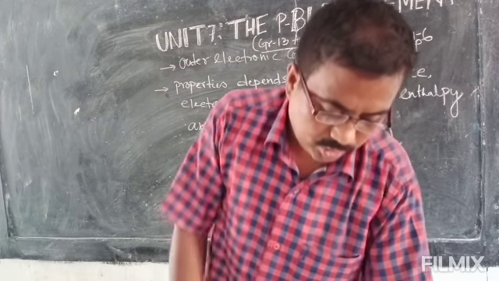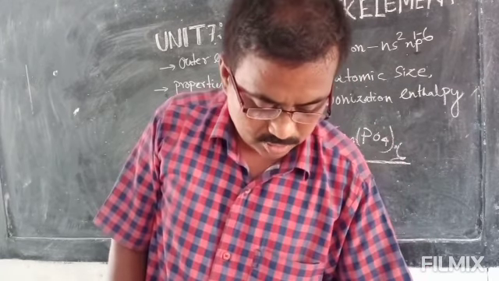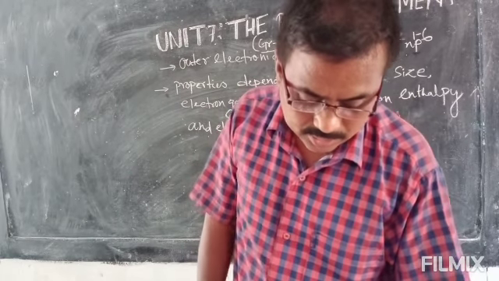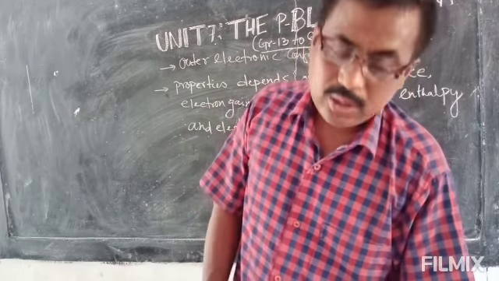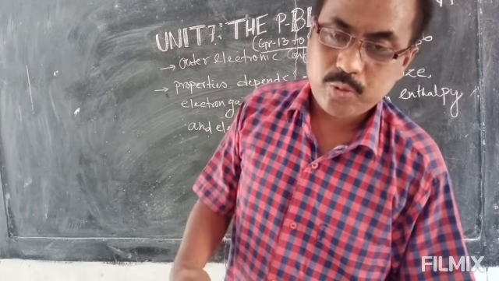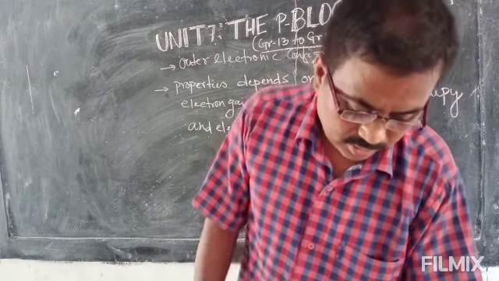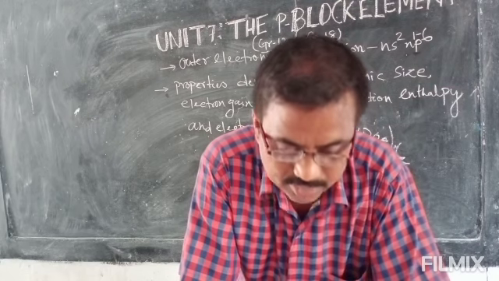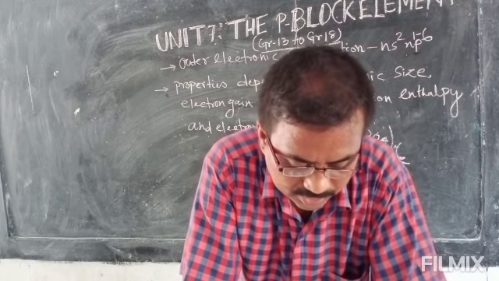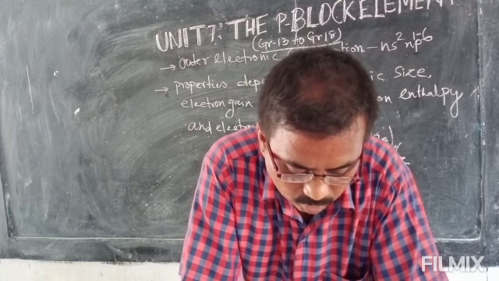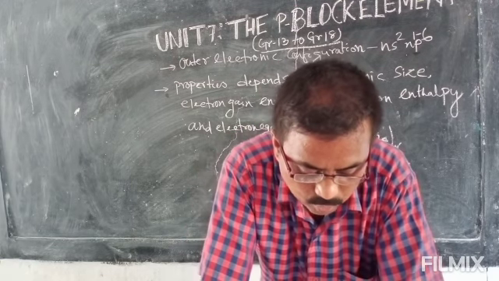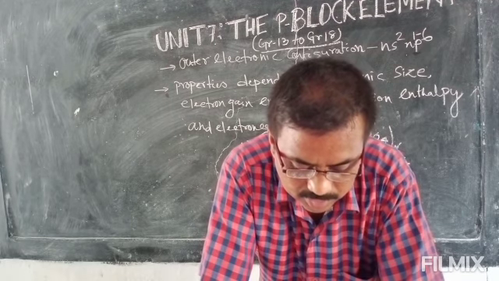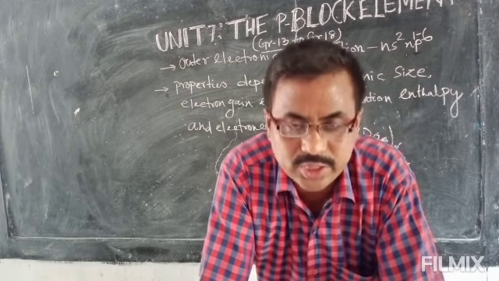Nitrogen is restricted to a maximum covalency of 4. That means the maximum covalency for nitrogen is 4, since only 4 orbitals, that is 1 from s and 3 from p, can undergo bonding. The heavier elements have vacant d orbitals in the outermost shells, which can be used for bonding, that means for covalency. Thus, the covalency can expand up to 6.